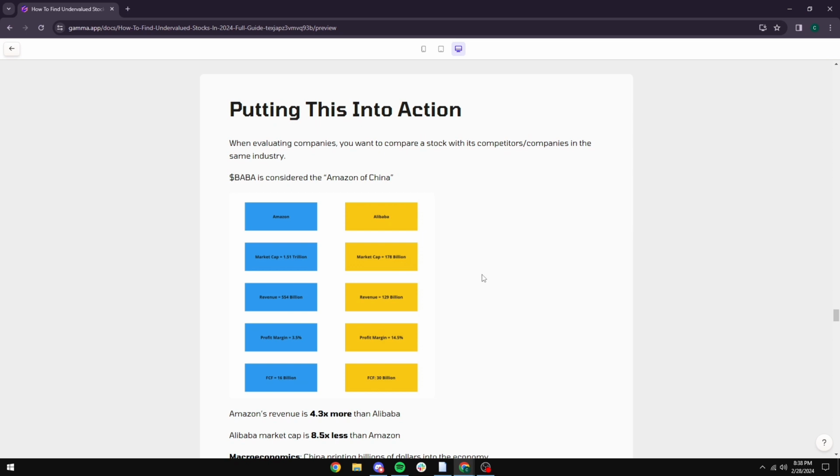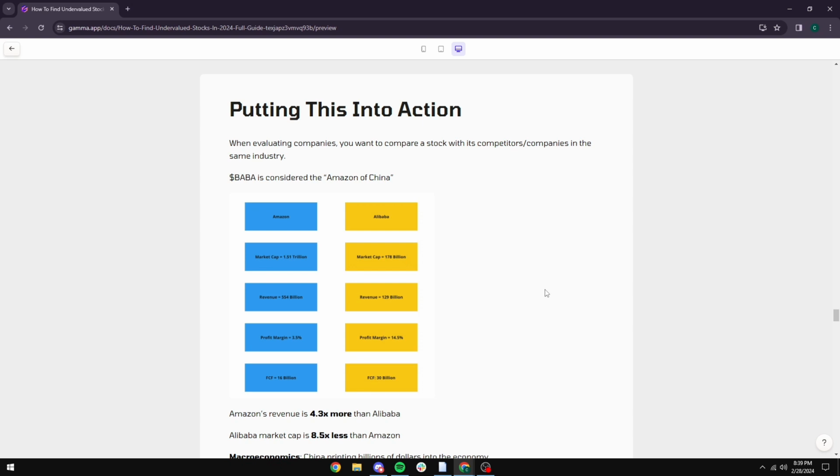Putting this into action. When evaluating companies, you want to compare a stock with its competitors or companies in the same industry. So for example, Alibaba is considered the Amazon of China, right? So I'm going to compare these two right here. Amazon here with a market cap of 1.51 trillion, Alibaba market cap of 1.78 billion, Amazon with a revenue of 54 billion, Alibaba with 129 billion.